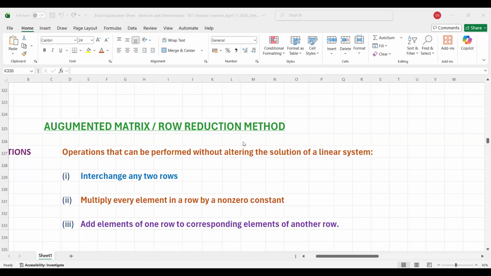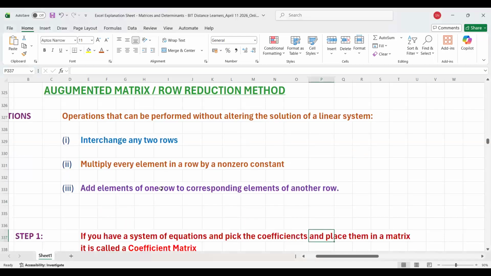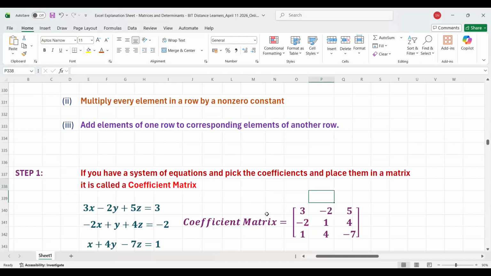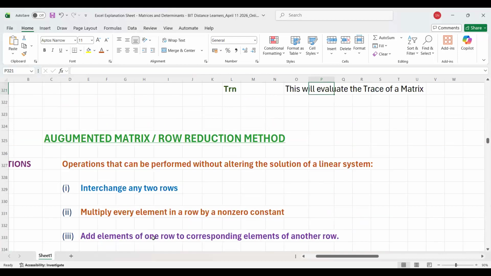Please let me know. We are going to use what we call the row reduction method. This is actually called the Gaussian elimination method. There are three things that we can do. One of them is that we can interchange rows of the matrix. We can multiply any row with a constant. And then we can add one row to the other. So these are the three things that are allowed in row reduction.